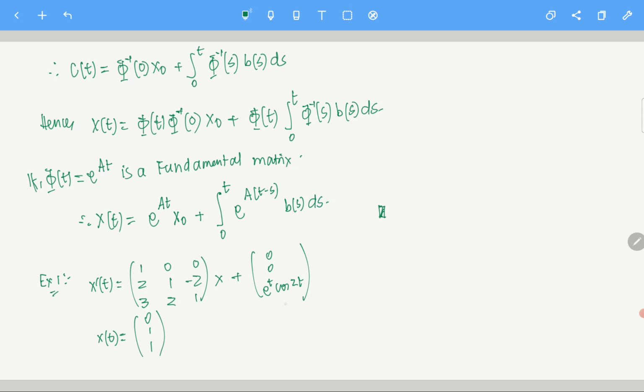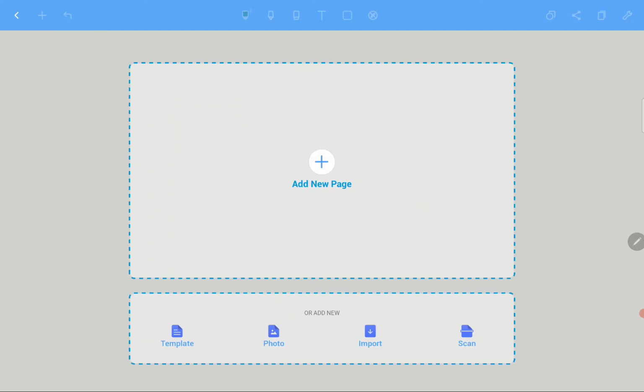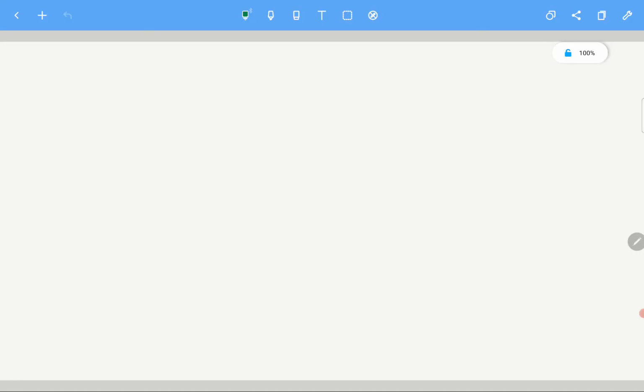This is the inhomogeneous problem because of this term, right? That's our b of t. Now let's just find out the solution. What you need to do? First of all, you need to find what e power at is. So homogeneous problem. Okay, so what is A? A is given to be this, 1 0 0, 2 1 minus 2, and 3 2 1.